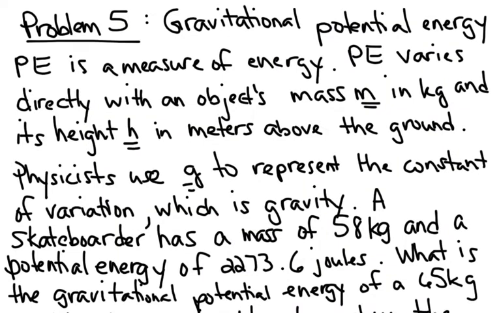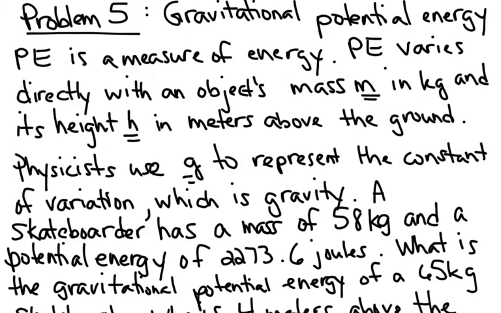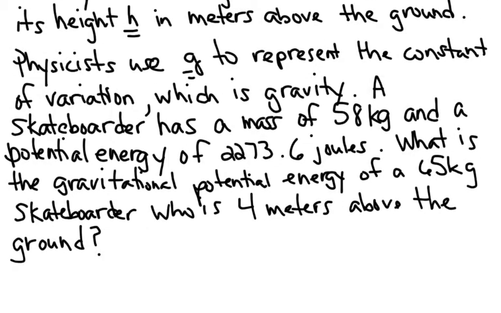Let's do another real-world application. This one applies to physics. Gravitational potential energy, PE, is a measure of energy. PE varies directly with an object's mass m in kilograms and its height h in meters above the ground. Physicists use g to represent the constant of variation, which is gravity. A skateboarder has a mass of 58 kilograms and a potential energy of 2,273.6 joules. What is the gravitational potential energy of a 65 kilogram skateboarder who is 4 feet above the ground?